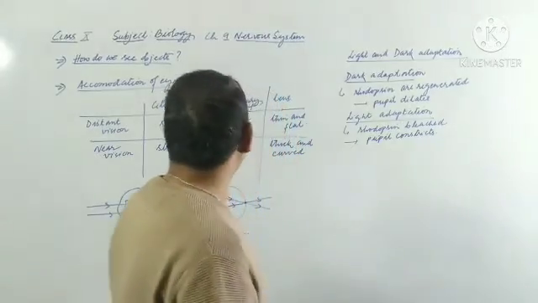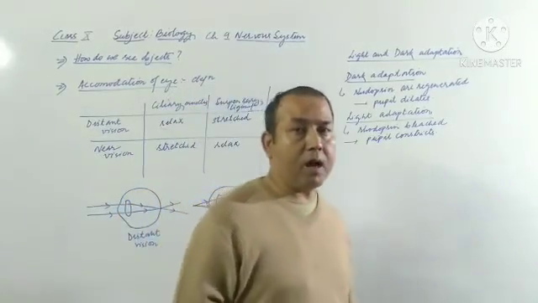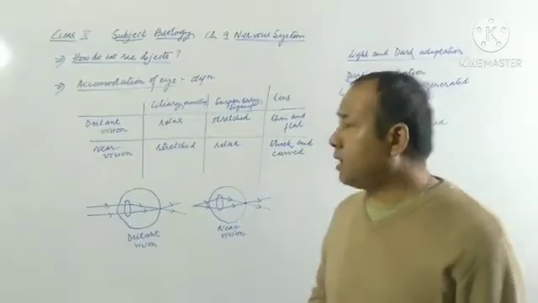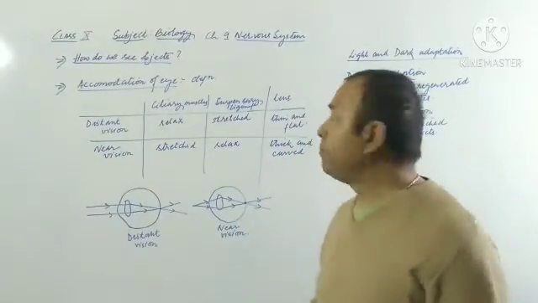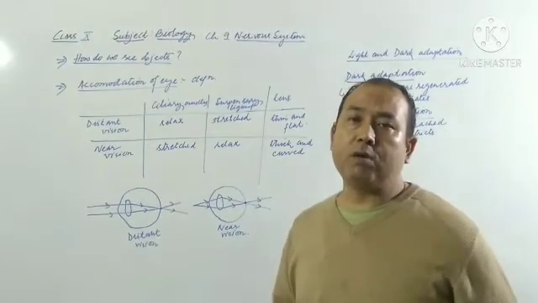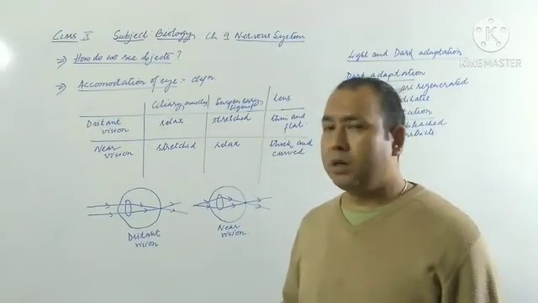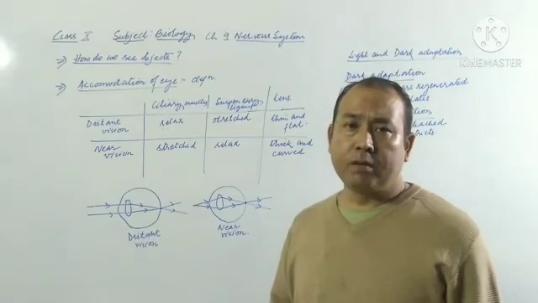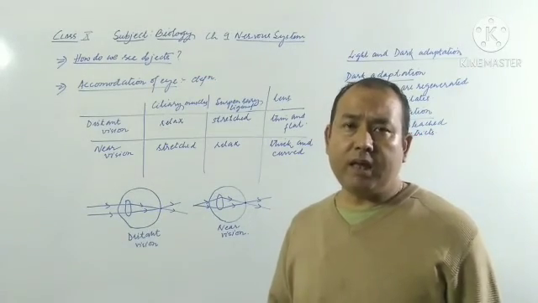So just now we have completed the topics: how do we see the object, accommodation of the eye, and light and dark adaptation. In the next video we'll discuss the defects of the eye and the diseases of the eye.